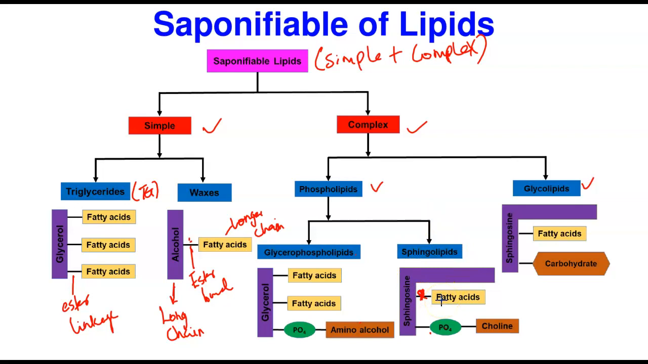sphingolipids, or you can call them sphingophospholipid. Whereas these ones, you can also call them phosphoglyceride. And then the last group of this complex lipid are the glycolipids.